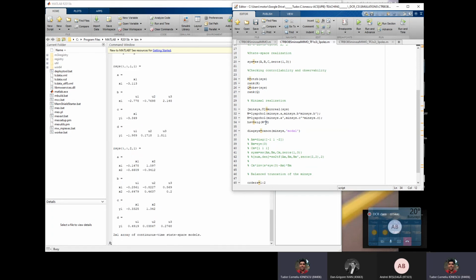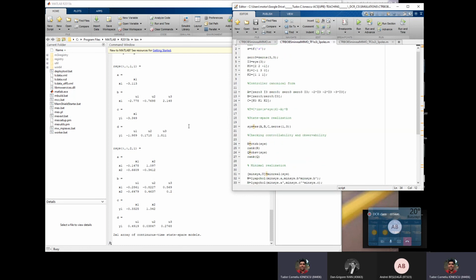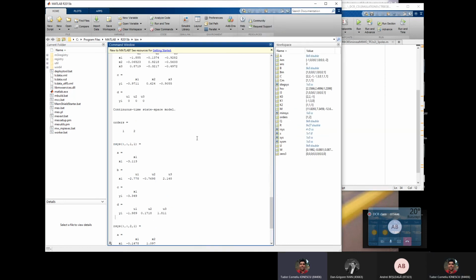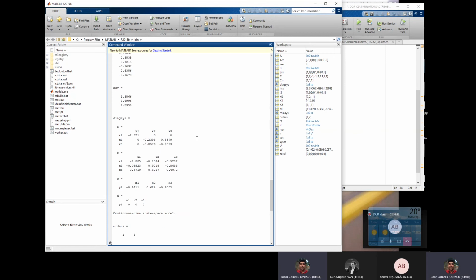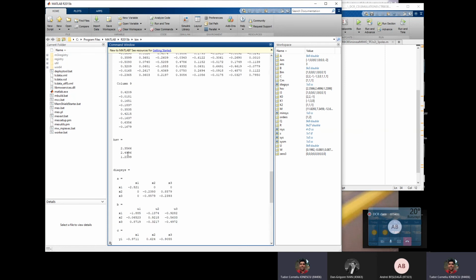Okay, these are the Hankel singular values. Let's check it out and see where they are. Look, these are the Hankel singular values. You see, it's 2, 2 and 1. That's why the second order approximation is much better than the first order, because the Hankel singular value decay happens between the second one and the third one, but not between the first one and the second one. So it's not good to truncate and keep only this. It's good to truncate and keep both of these.